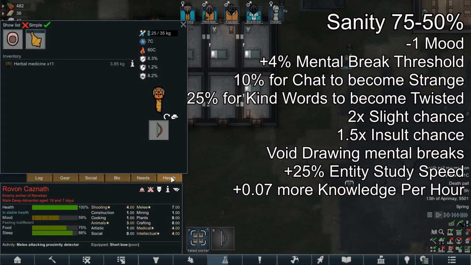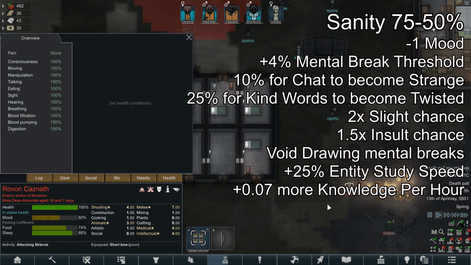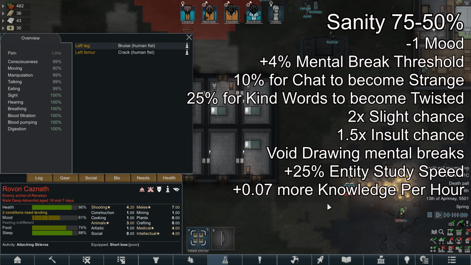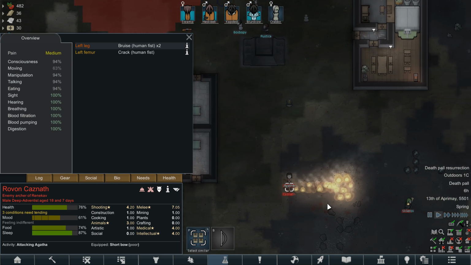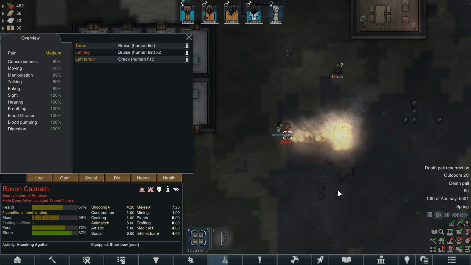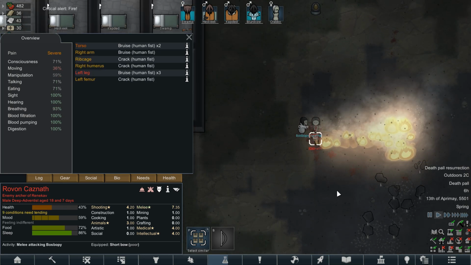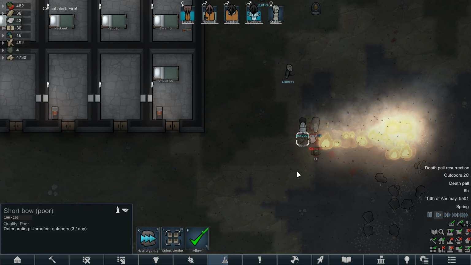There is a minor upside to this red pill transformation though, in that entity study speed is increased by 25% and knowledge gain is further enhanced by 0.07 per hour. This is where that balancing act comes into play. By letting your colonists dip their toe into the sea of madness, they'll better progress your anomaly study, but if you let them swim in its waters for too long, it makes it almost impossible to pull them back out, and it may drag down your other colonists along with them.